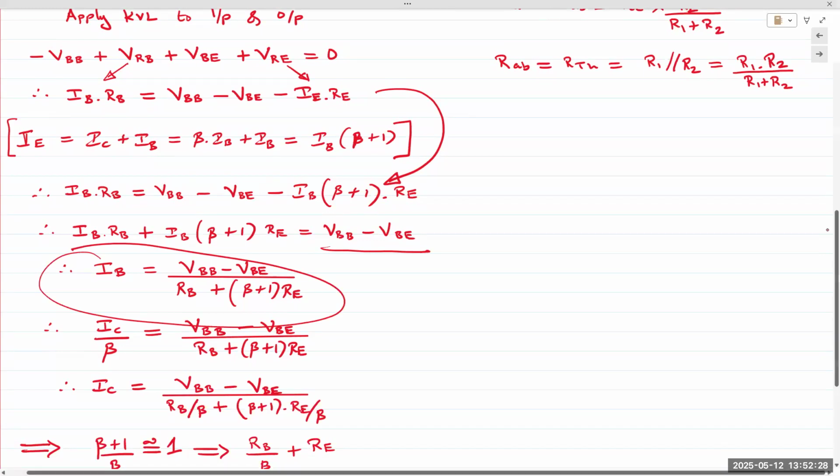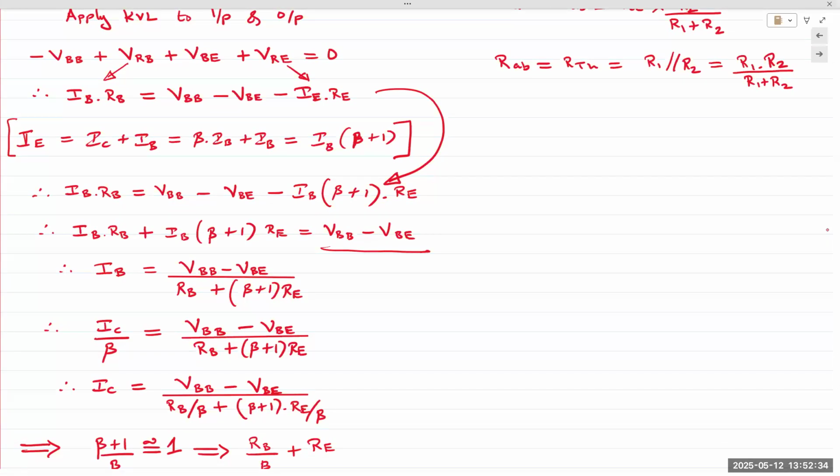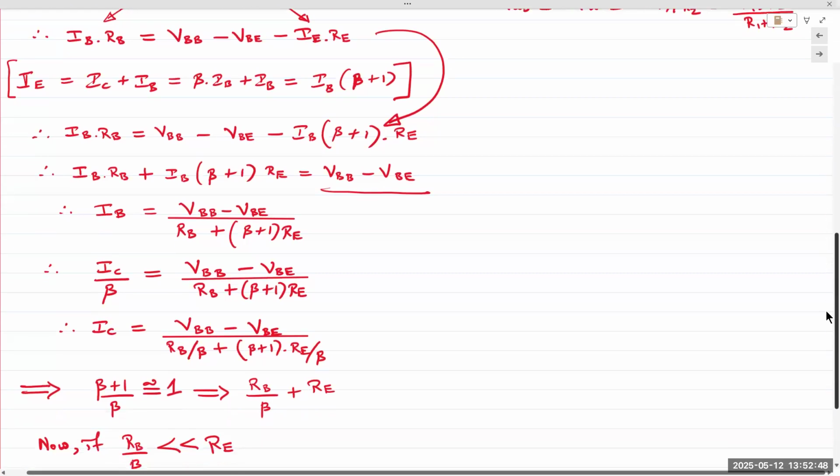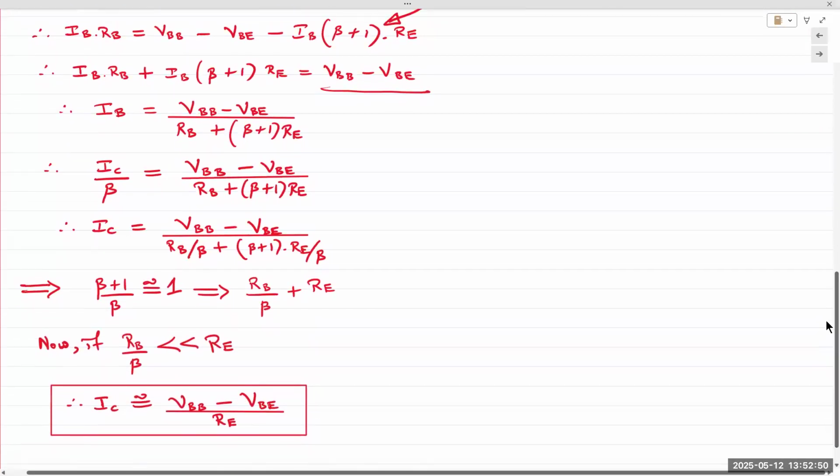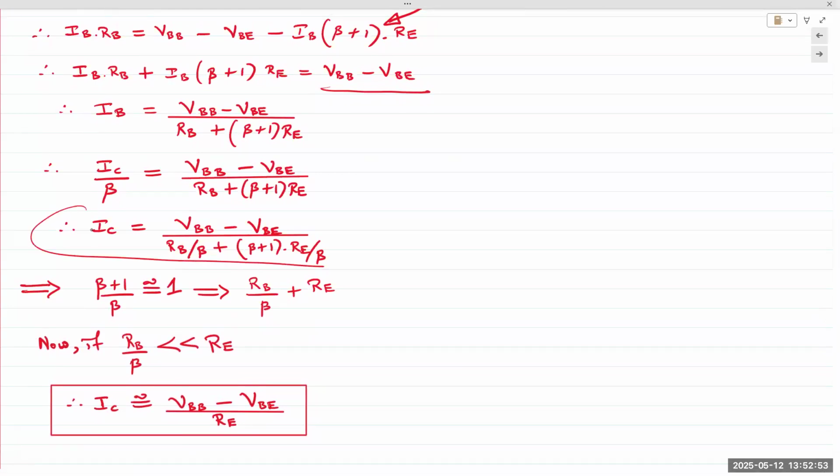Now beta IB is IC. So if you want to go from IB to IC, we use that exact same expression. So IB is IC over beta. And now we have introduced IC into our equation. And once we have IC, we can rearrange the terms and now obtain this. That's my final equation for IC.